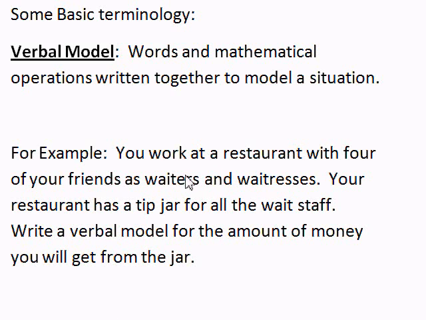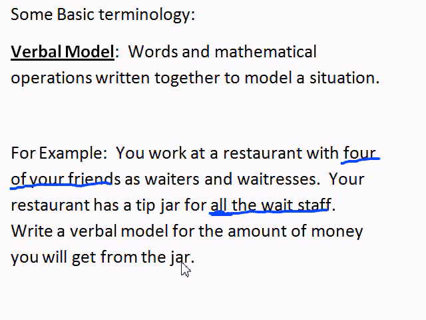So first, let's identify the information that's math related. You work at a restaurant, not so math related, with 4 of your friends. So you know there's 4 of you. May or may not be important. Your restaurant has a tip jar for all of the wait staff. Okay, that seems kind of important because that means all of you will be getting your tips from that jar. Write a verbal model for the amount of money you will get from the jar.